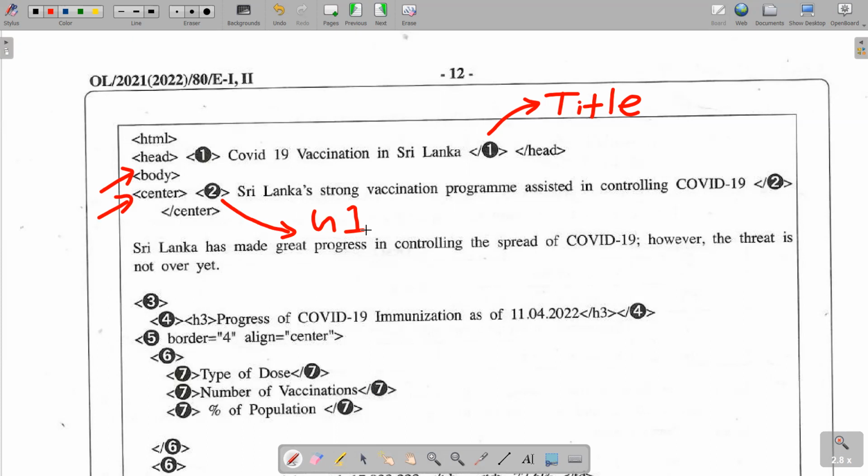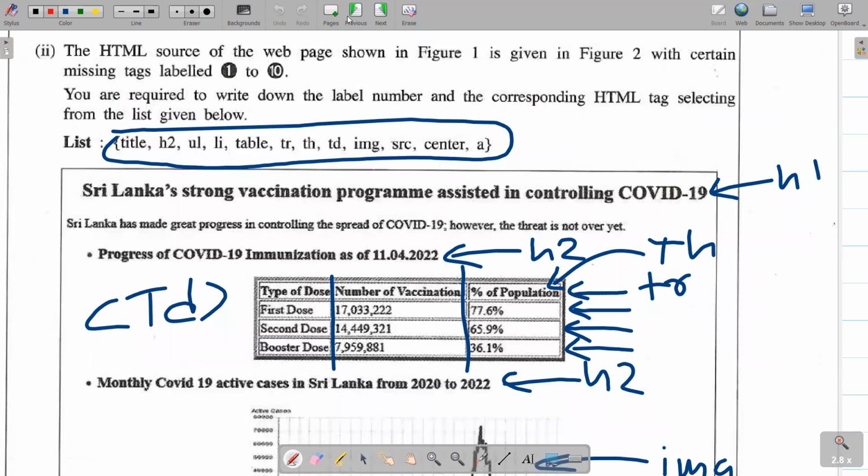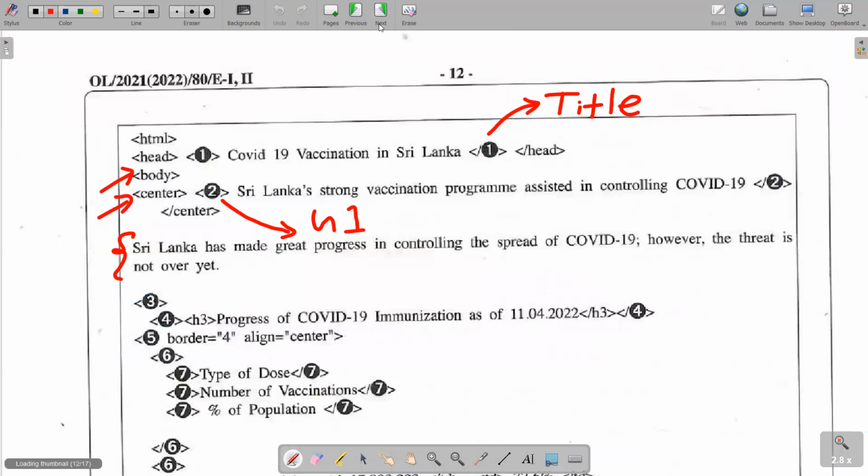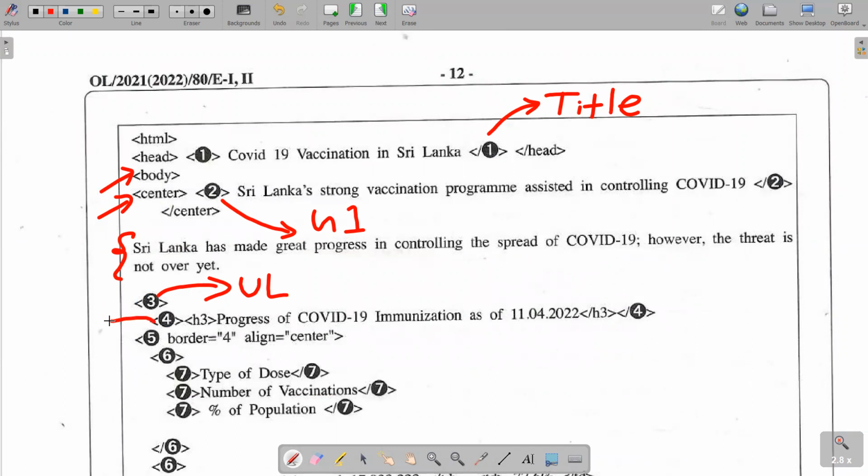Yeah, then this particular sentence is there, which indicates this sentence. And now here you can see they are starting an unordered list. That means UL. So these things are going to be the list items of the unordered list. So 3 is going to be UL, unordered list. 4, it is going to be list item.